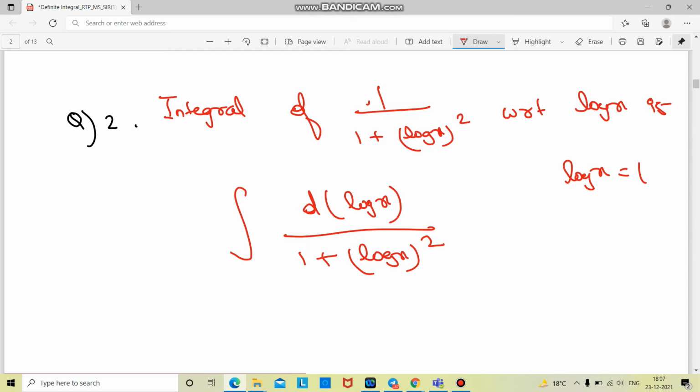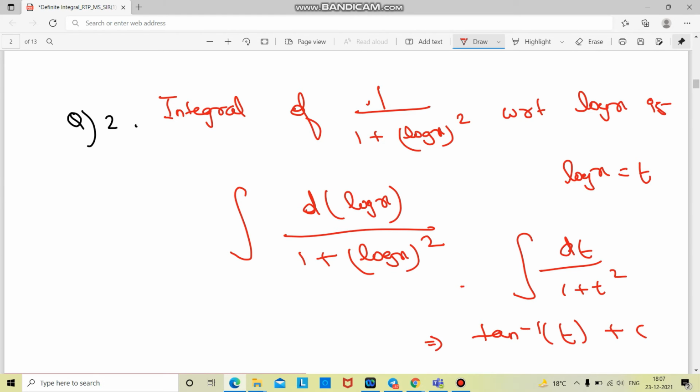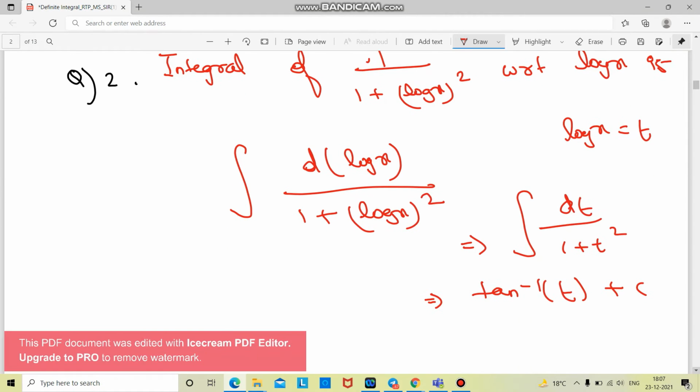We can take log x as t. Our question becomes dt by (1 plus t squared), which is very easy: tan inverse t plus c, and you can write t as log x. So you will get tan inverse log x plus c.